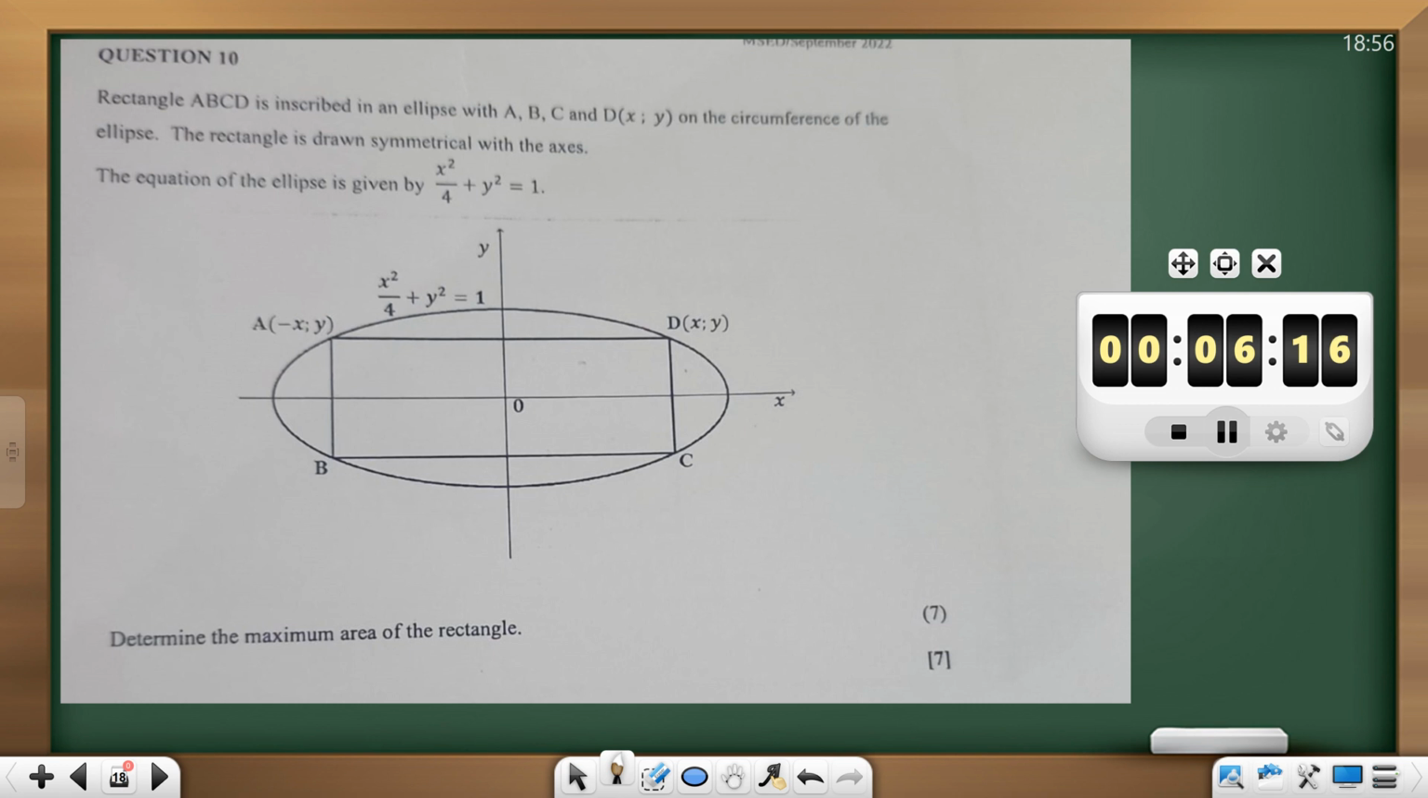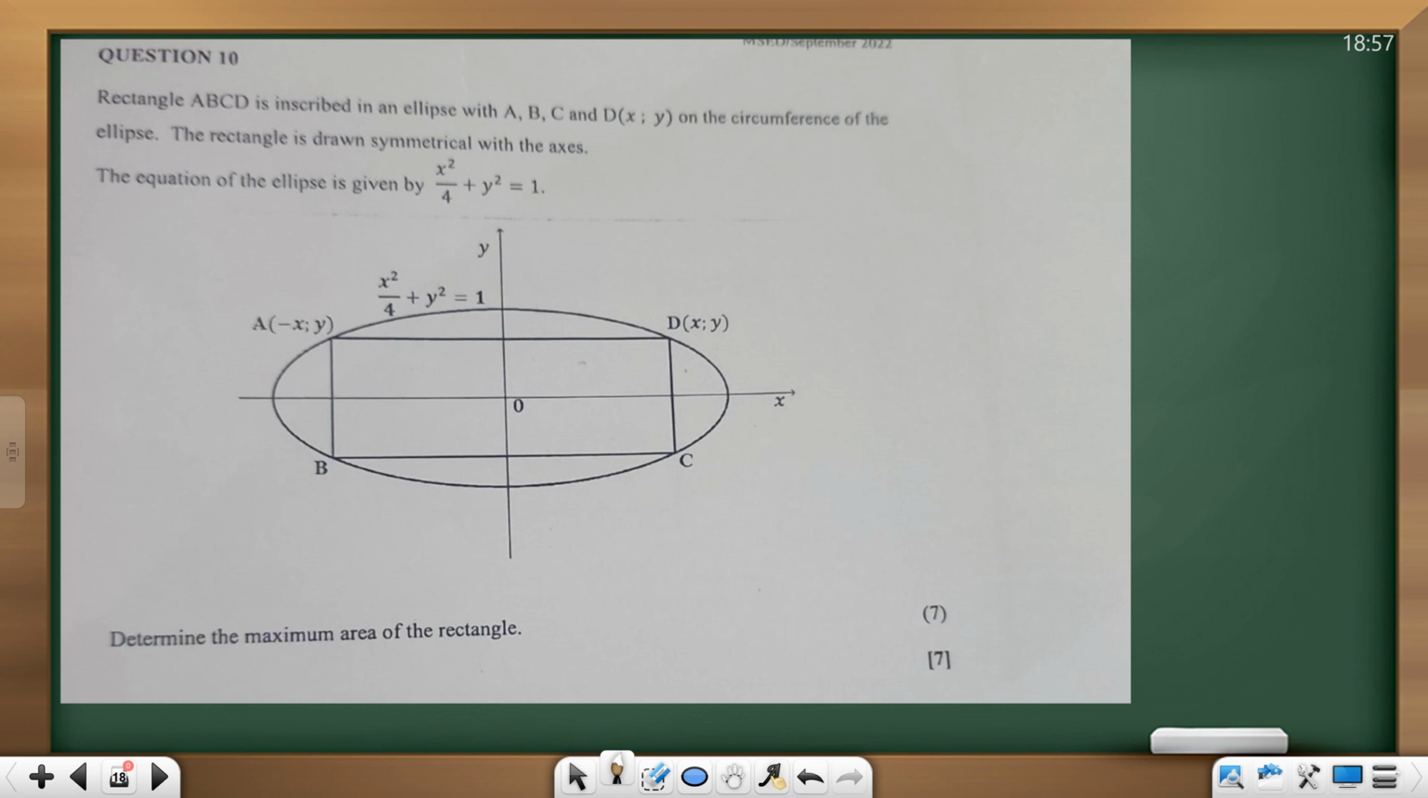All right, let's see. Again, once we are exposed to this, you'll be able to find how to deal with this. Is that okay? Rectangle ABCD is inscribed in an ellipse. We have the coordinates of D, x and y, on the circumference of the ellipse. The rectangle is drawn symmetrical with the axis. Symmetrical means on the same side, and you can see x and negative x. The equation of the ellipse.